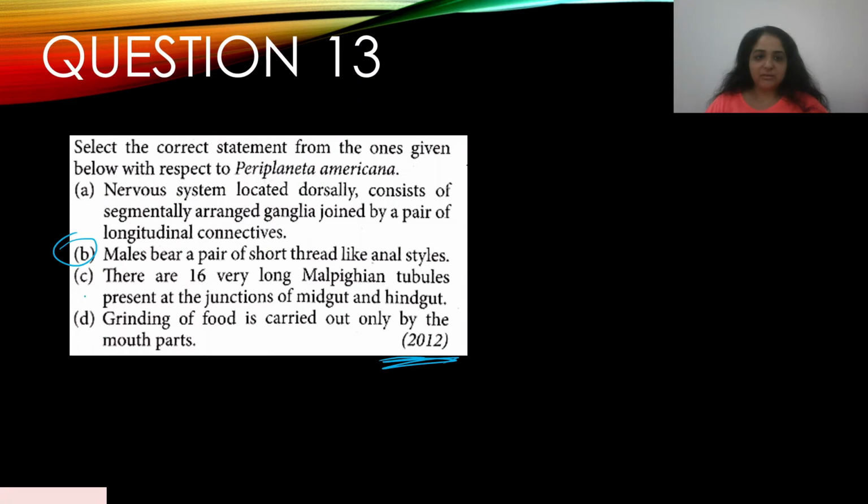Looks like B is the right answer. C, there are 16 very long Malpighian tubules present in the junction of midgut and hindgut. No, that's incorrect. Grinding of food is carried out only by the mouth parts. No. And A is also incorrect. So the correct answer over here is B.